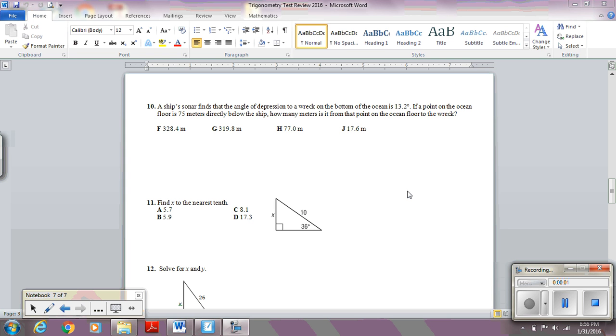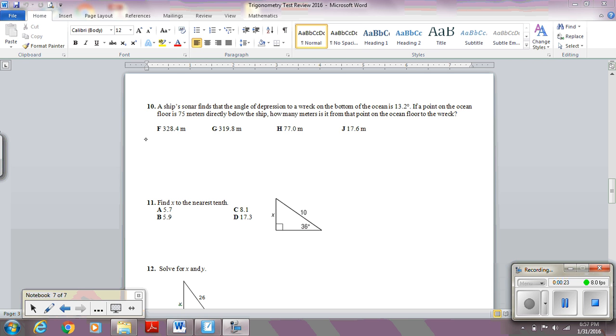All right, this continues our review. Number 10. A ship's sonar finds the angle of depression to a wreck on the bottom of the ocean is 13.2 degrees. If a point on the ocean floor is 75 meters directly below the ship, how many meters is it from that point on the ocean floor to the wreck?